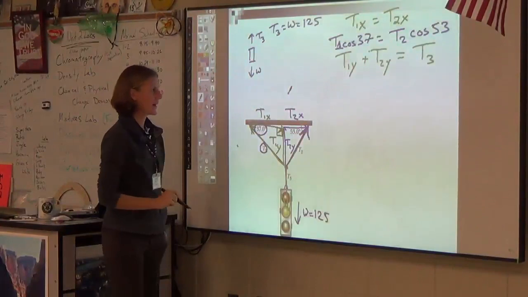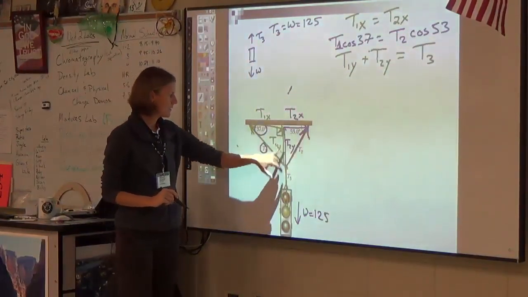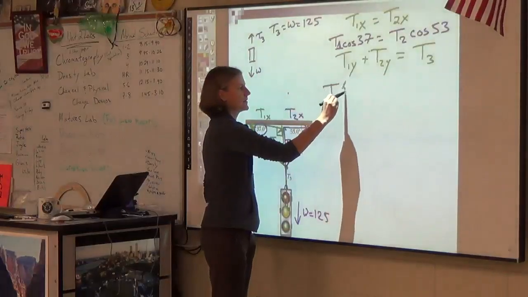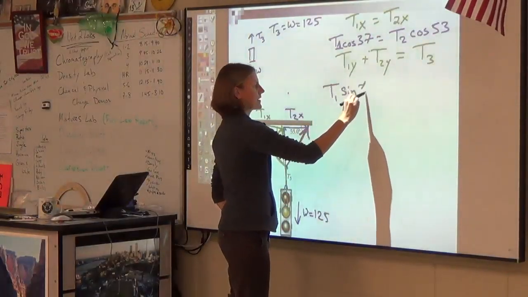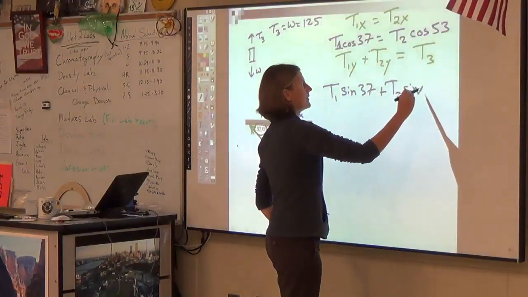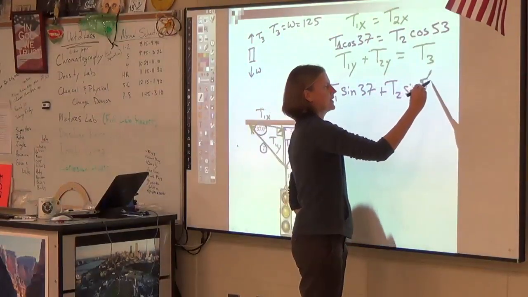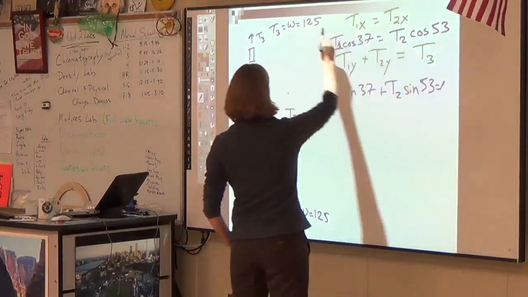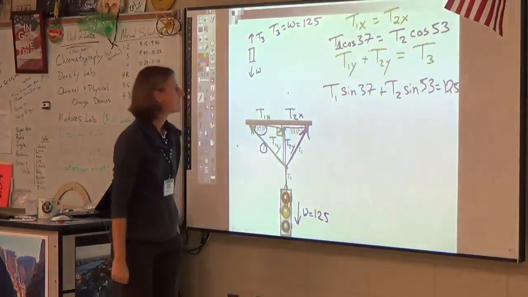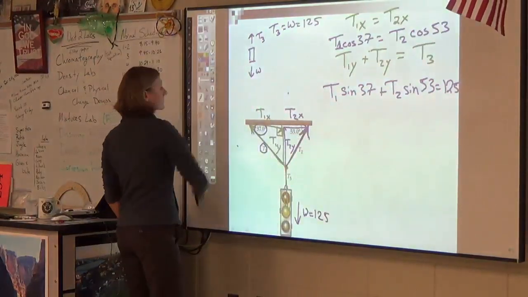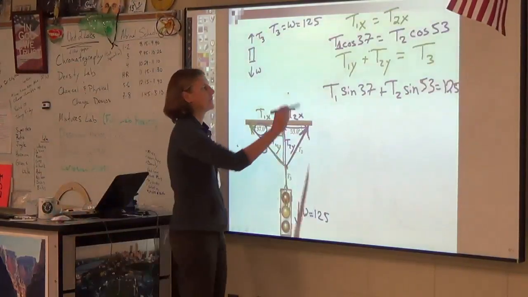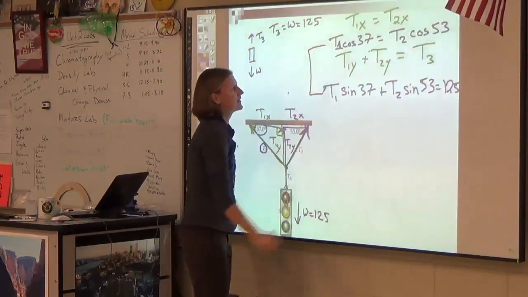Now let's break down the y a little bit more. That's just going to be sine. So T1 sine of 37 plus T2 sine of 53 equals, I'll go ahead and plug in 125. Now what do I do? I plugged in what I knew. I've gotten this far.